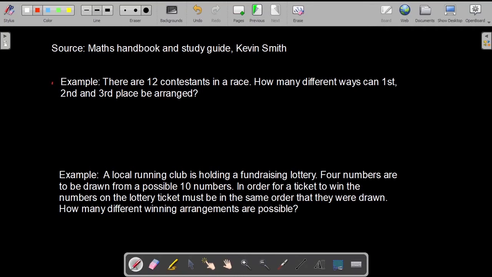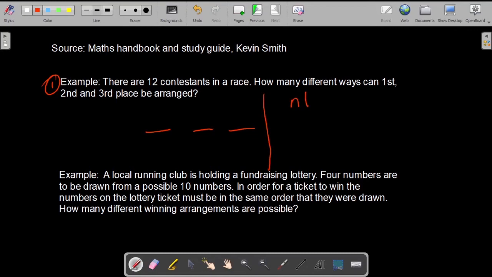So let's say this is example 1. In this example, it says there are 12 contestants in a race. How many different ways can first, second, and third place be arranged? As you can see, we are interested in first, second, and third. So we can't put just about anyone over there. We can only put the person who came in first place, and only put the person who came in second place, and so on. So the order is fixed, and since the order is fixed, we don't have to worry about anything else.